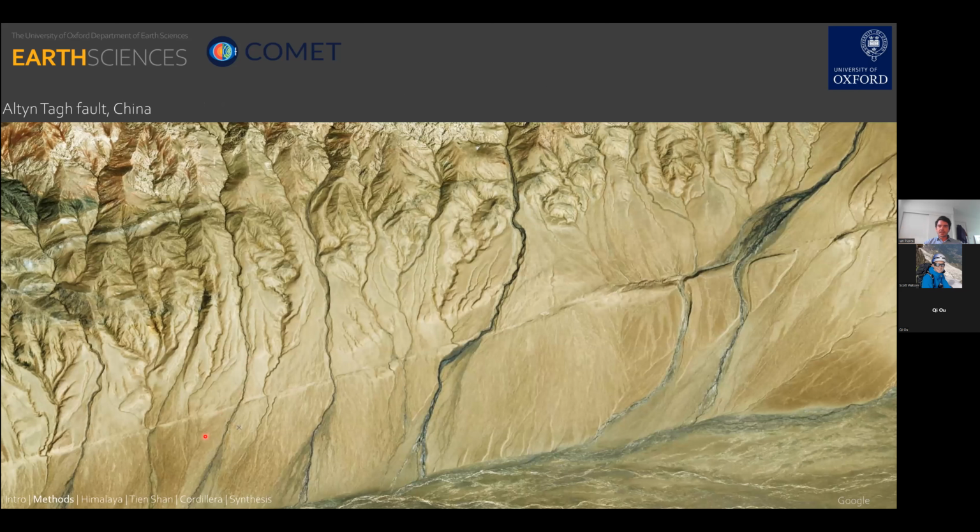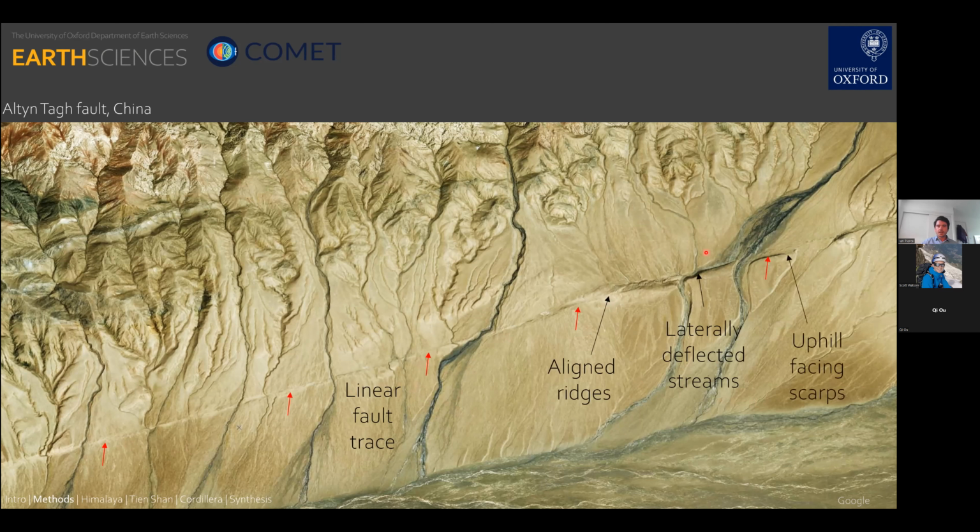Each of the 3 main types of faults leaves a distinct geomorphic signature. In general, faults create disruptions that cut across the landscape. Common geomorphic characteristics of strike-slip faults include a linear fault trace, laterally deflected streams, aligned ridges and depressions, and uphill-facing fault scarps.